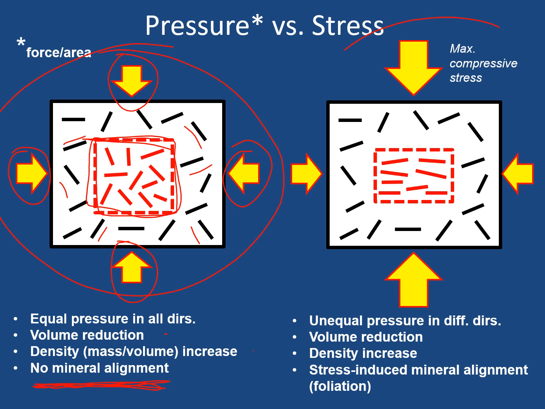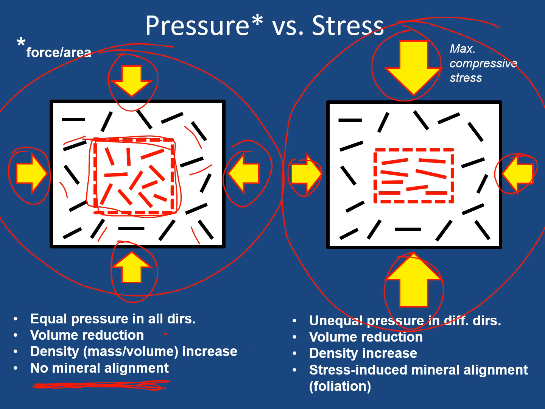Let's imagine now instead the right-hand diagram where maybe we're at a convergent plate boundary, for example, and now we are squeezing the rock harder in one direction than in any other direction. Notice in the right-hand diagram, we're still squeezing the rock in all directions. We're just doing it more in the vertical direction in this case.